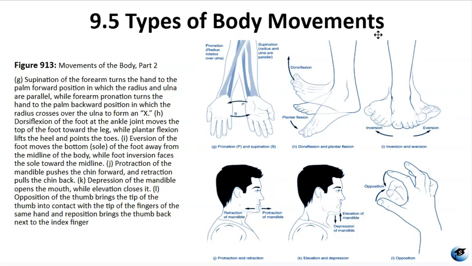Opposition of the thumb brings the tip of the thumb into contact with the tip of the fingers of the same hand, and reposition brings the thumb back next to the index finger.